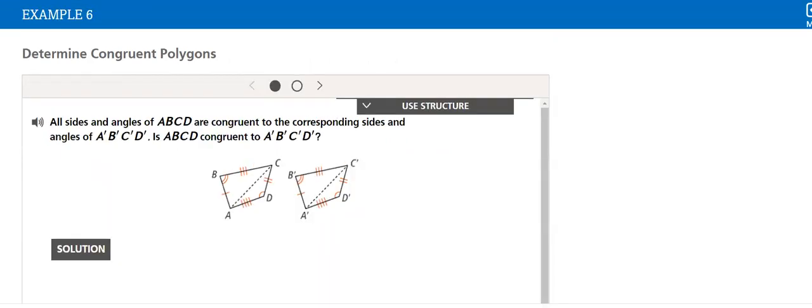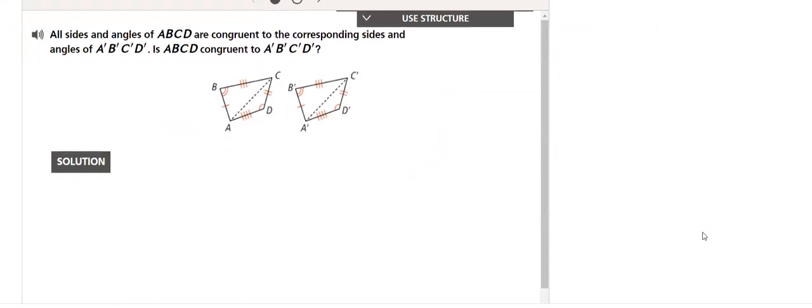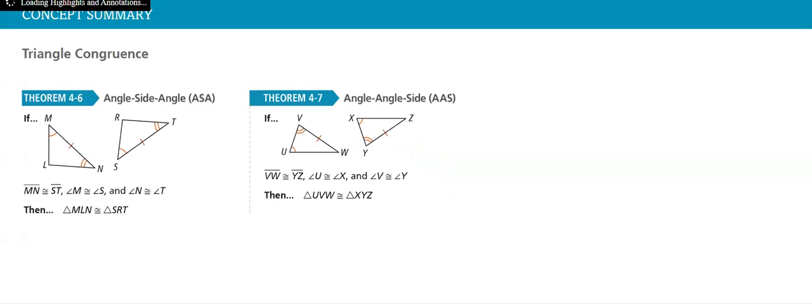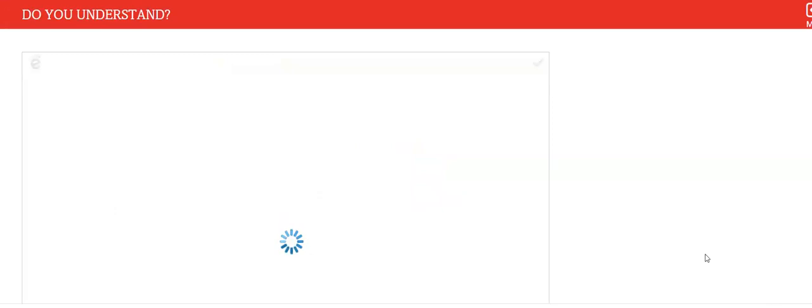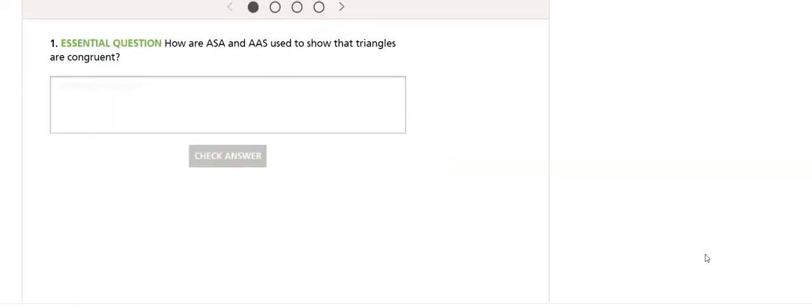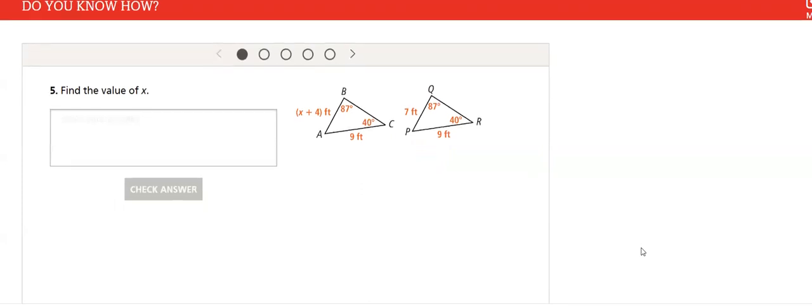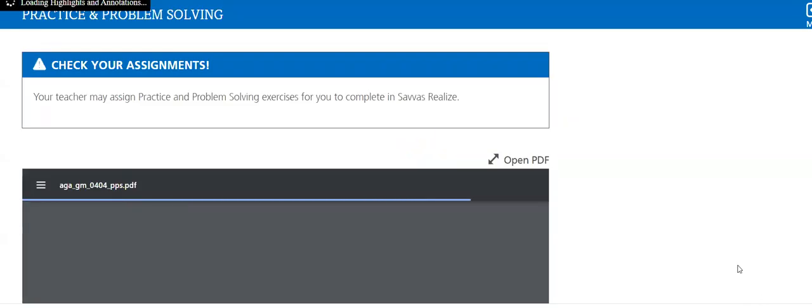Then we will expand it into determining congruent polygons. Then we have the concept summary. And finally, we will do many examples after answering our essential question. We will find the value of x when we know that the two triangles are congruent.